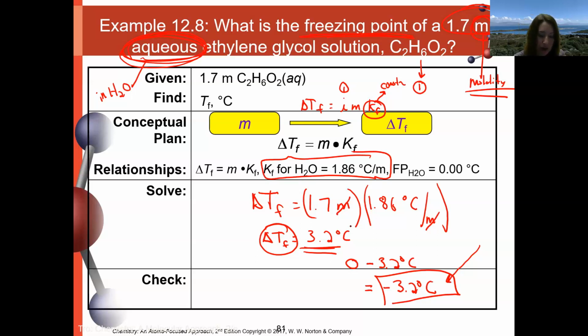A lot of times people go, oh, that's my answer, I'm done. Nope, not your answer. That's the change in, that's how much it goes down. Your answer is whatever your freezing point is minus that. For water, I'll never give you the freezing point because I'm going to assume you know it's 0, and that water boils at 100. If it was any other substance, I would give you the freezing point or the boiling point. But for water, I'm assuming you know 0 and 100.